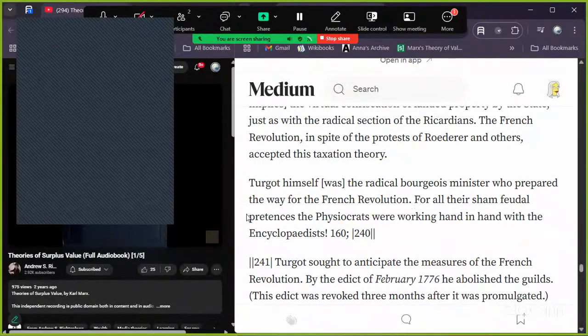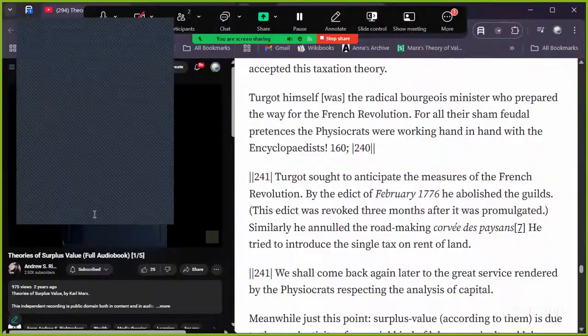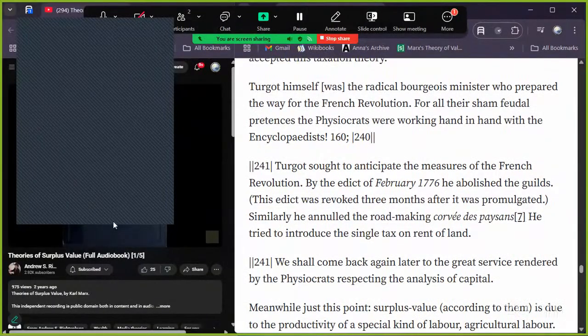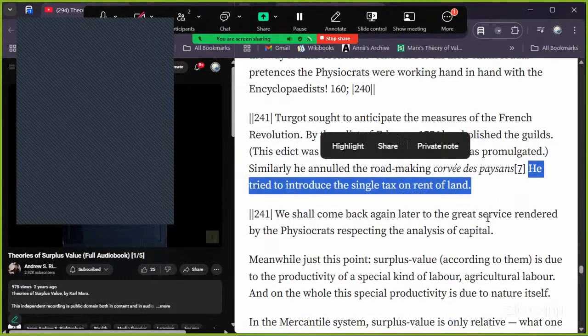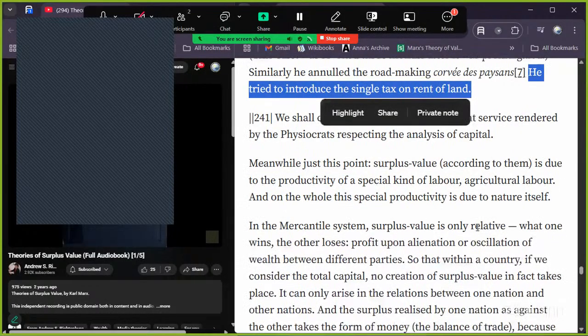Turgot sought to anticipate the measures of the French Revolution. By the Edict of February 1776, he abolished the guilds. This edict was revoked 3 months after it was promulgated. Similarly, he annulled the road-making corvée des paysans. He tried to introduce the single tax on rent of land. We shall come back again later to the great service rendered by the physiocrats respecting the analysis of capital.